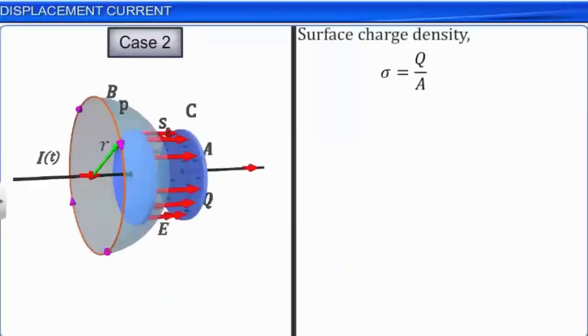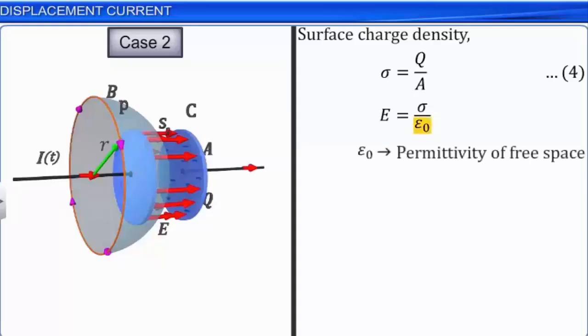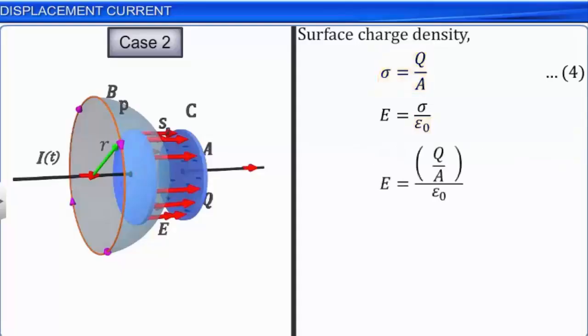Then, sigma is equal to Q by A. Let this be equation 4. We know that the electric field between the plates of the capacitor, E, is equal to sigma by epsilon naught, where epsilon naught is the permittivity of free space. On substituting equation 4, we get E is equal to (Q by A) by epsilon naught, which is equal to Q by A epsilon naught. Let this be equation 5.